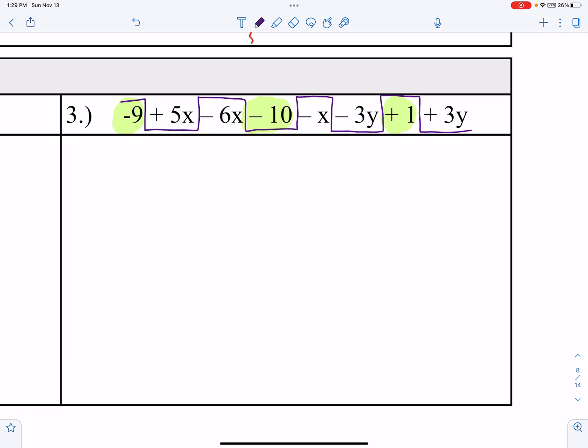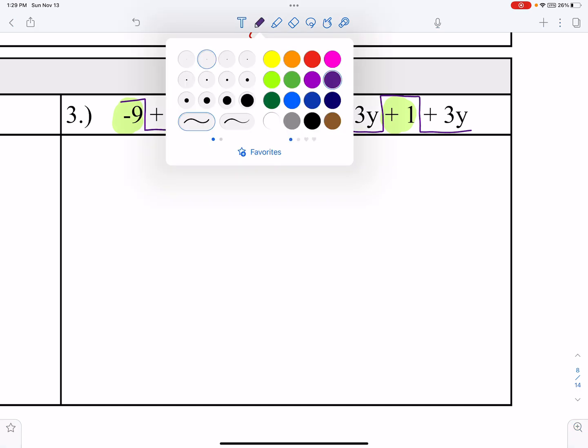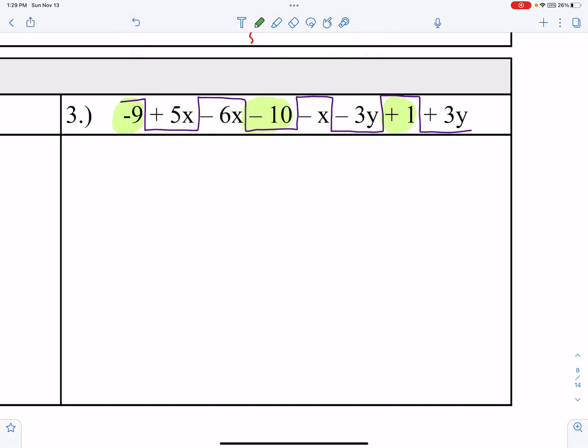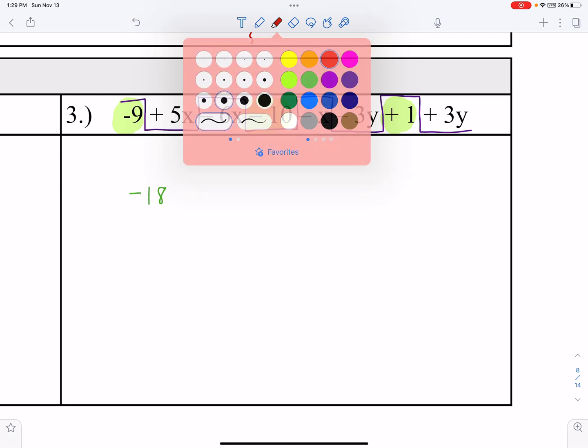So I have a negative 9 and a negative 10. That's negative 19. Okay, and then I have a positive 1. Puts me at a negative 18 for the constant. Okay, let me pick another highlighter color.